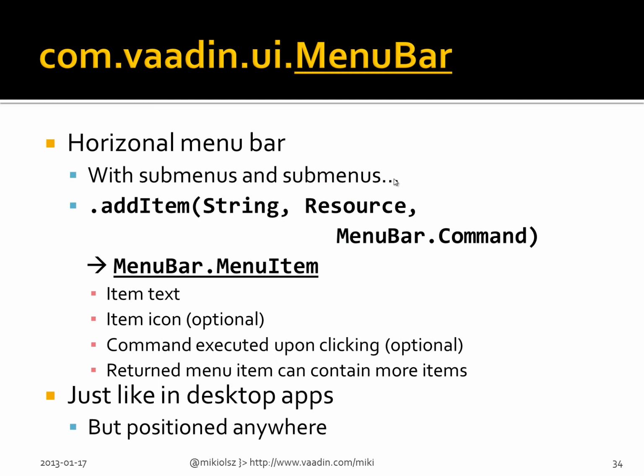The next component is something you should be familiar with if you have used any desktop application. It's a horizontal menu bar. The only difference is that in Vaadin you can position that anywhere, not only on the top of the screen. The structure is very similar to desktop applications. The main menu bar contains items, which can contain more items, and those in turn can contain even more of them. We add items with a method called addItem that returns us an instance of a class menu item that contains text, icon, and a command to be executed upon clicking.